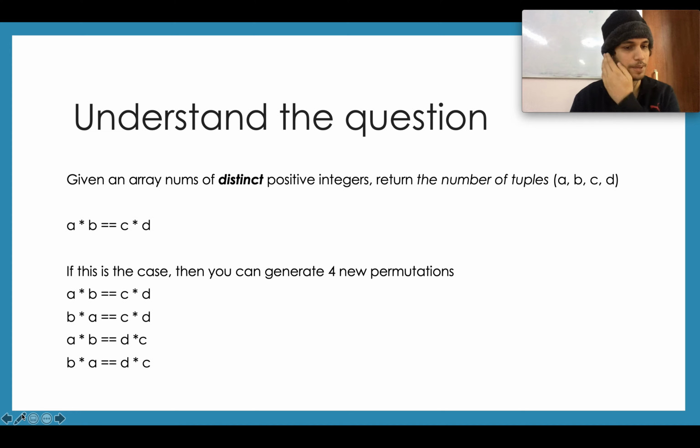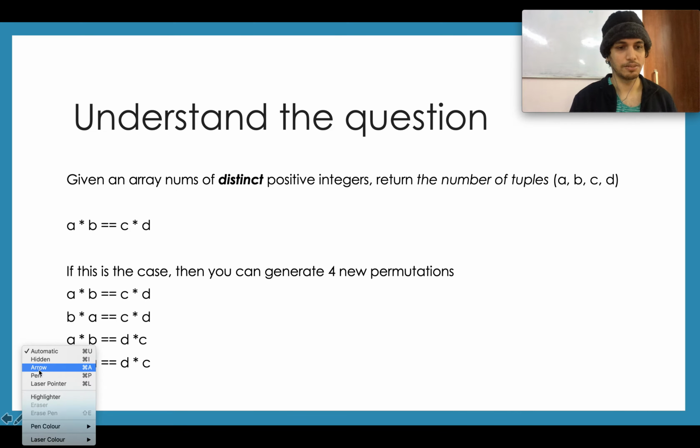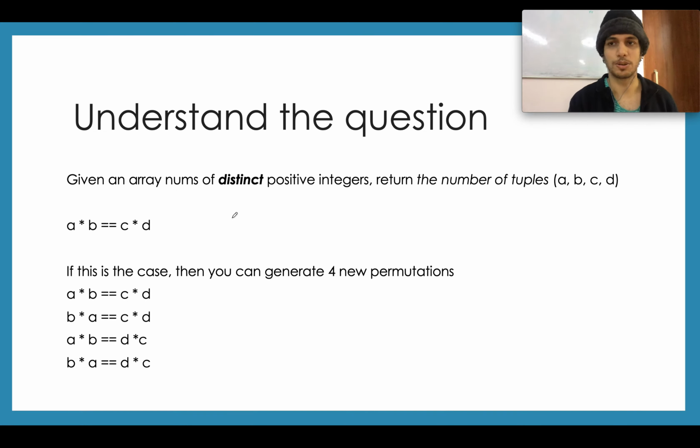and let me just take a pen here. I'm reiterating what the question told us, all the information. Please note that it was given that all the numbers are distinct in nature. There's no repetition of numbers. And if you are able to identify one particular case where A into B equals C into D, then you can generate four new cases out of it.